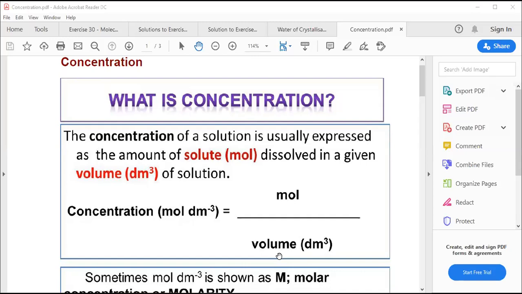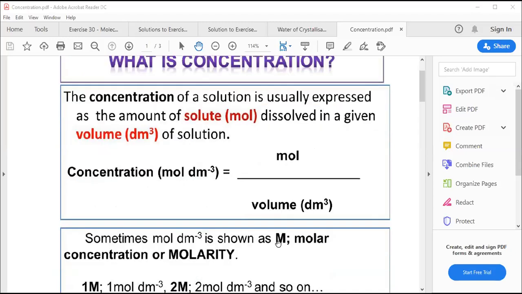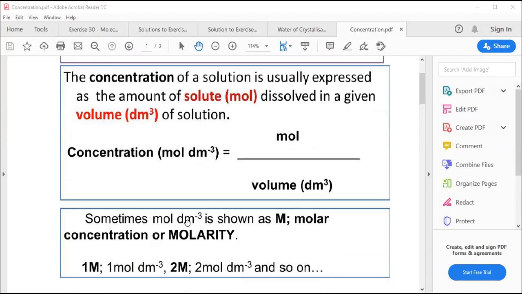Okay, that one you can leave out. I'll just explain what's happening there. Sometimes mole per cubic decimeter is shown as capital letter M. And what does M stand for? It stands for molar concentration or molarity. So concentration, if the units are mole per cubic decimeter, we call it molarity. That's another, what? Synonym. Words with the same meanings, what do you call them? Synonyms.